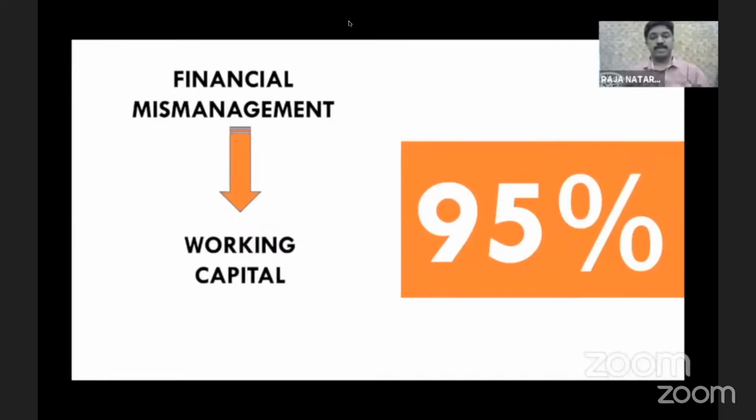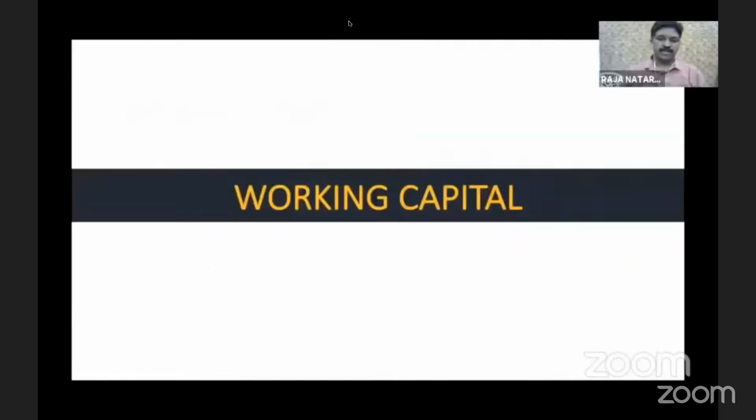So in that context, it becomes very, very important to understand what is working capital, to effectively manage working capital. Otherwise, businesses will get into the trap of 95%. Okay. So this is the backdrop. With this, let's move on to understand what is working capital. For that, I'm going to take you through a small example.